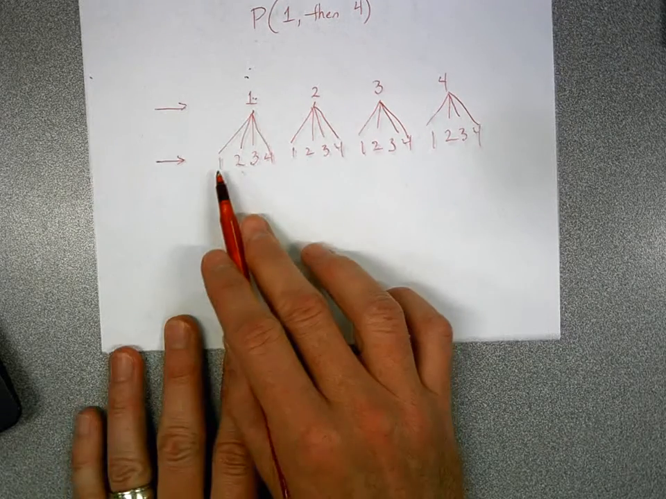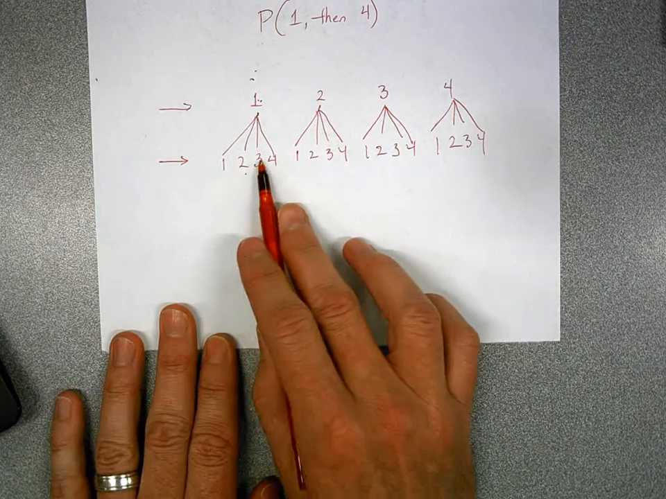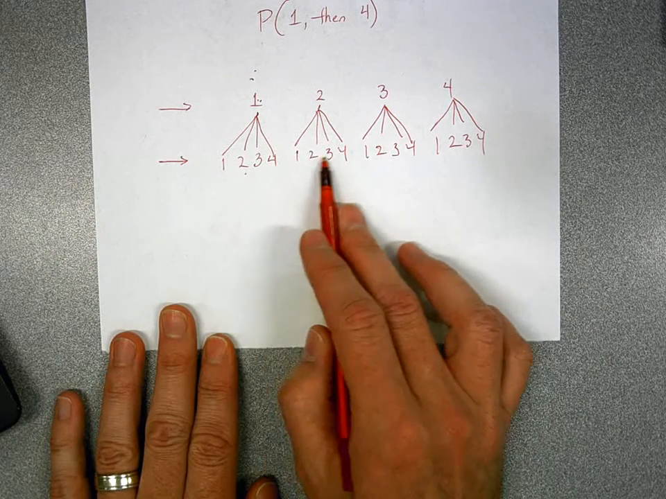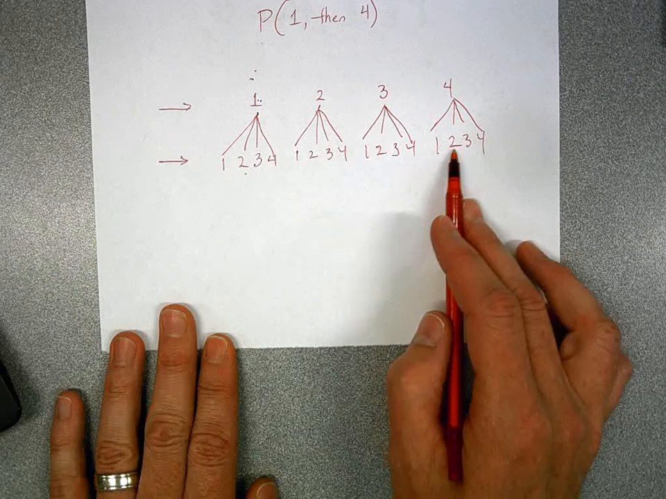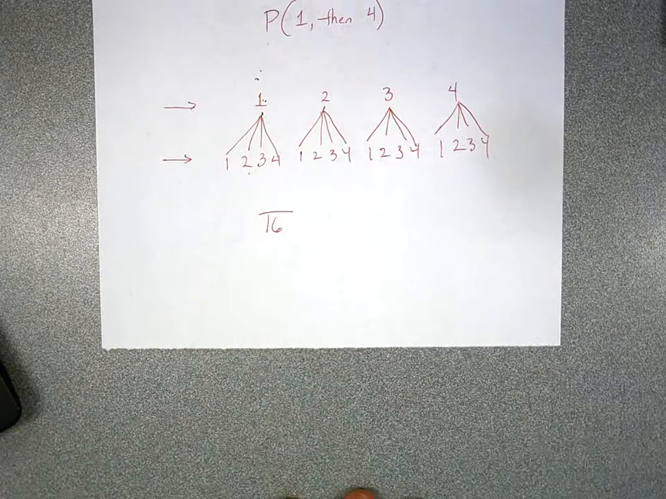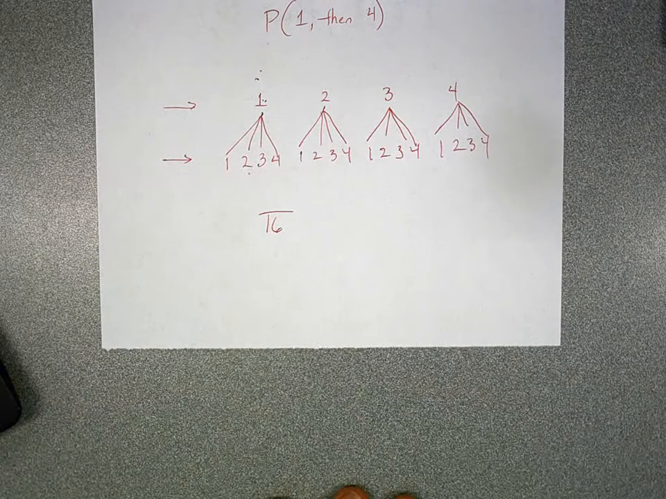All I have to do is count the end of my branches. Those are my sample spaces. 1, 2, 3, 4, 5, 6, 7, 8, 9, 10, 11, 12, 13, 14, 15. I have 16 possible outcomes on this game. 16 different ways I can pick these cards.